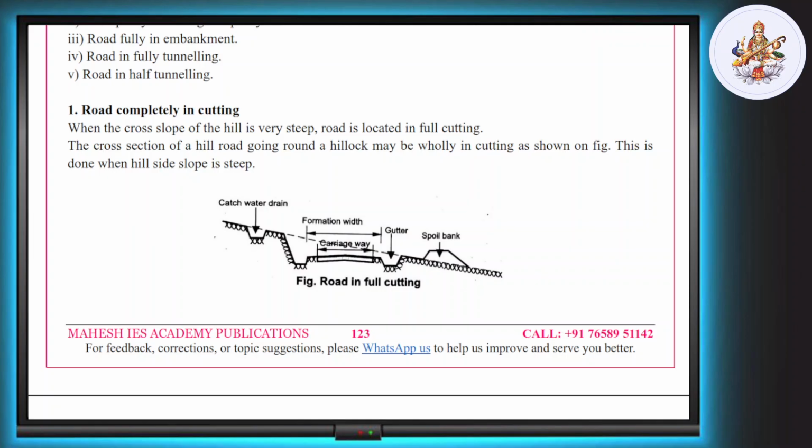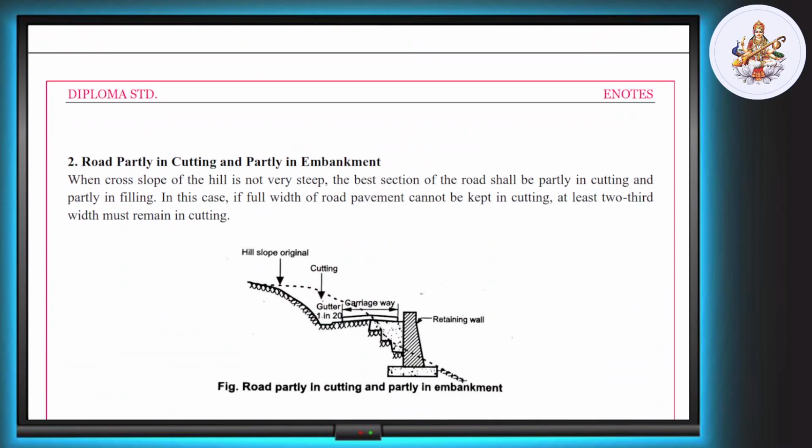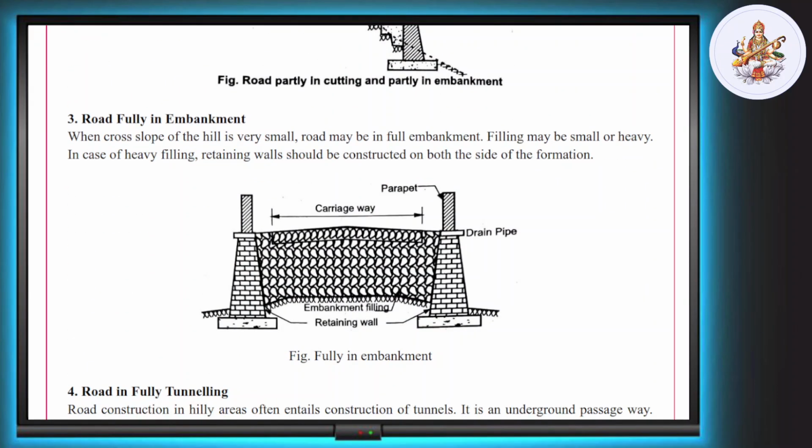2. Road partly in cutting and partly in embankment. Used when slope is moderately steep. At least 2/3 of road should be in cutting. Balances cost and stability. 3. Road fully in embankment. Used when slope is mild. Filling is done to raise road surface. Retaining walls needed if filling is heavy.